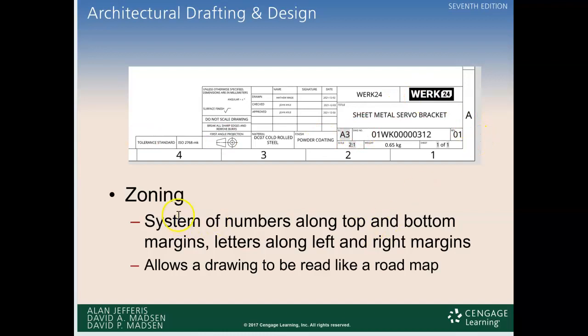Back to the title block, there's a thing called zoning, and this is mostly for mechanical drawings. It could also be for your structural drawings. It's a system of numbers along the top and bottom margins, letters along left and right margins, that allows a drawing to be read like a map. So here are the numbers, letters will follow along the vertical.